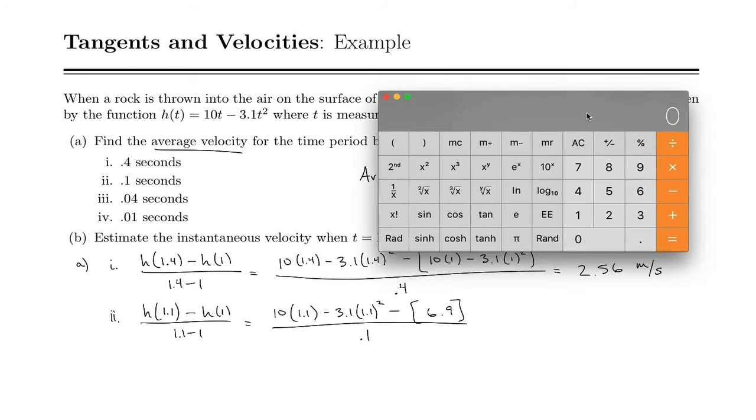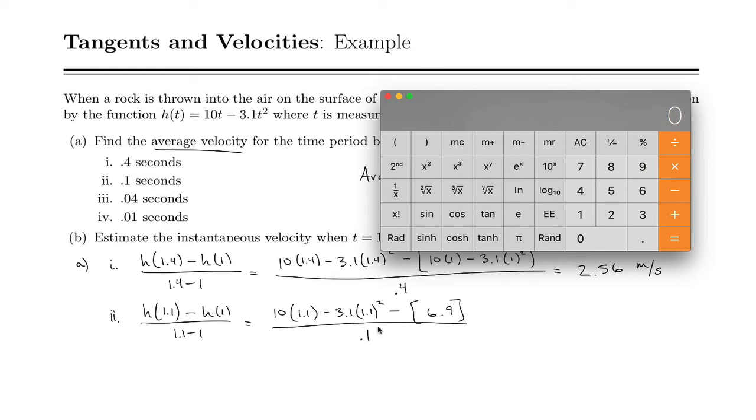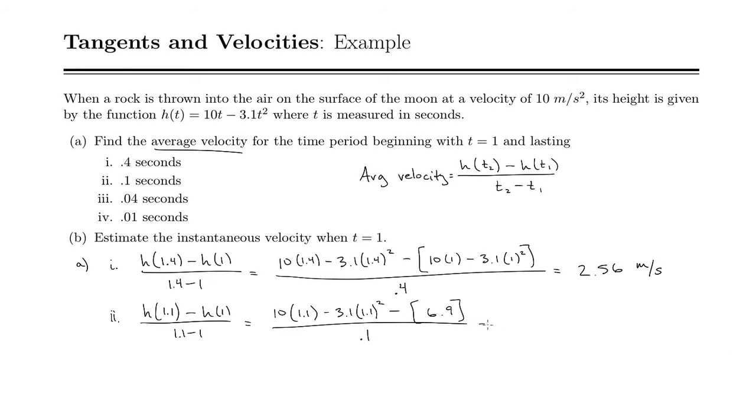All right, so let's do this again with the calculator. We got 10 times 1.1, which is 11, minus 3.1 times 1.1 squared, and then minus 6.9. And then we'll take that and divide that by 0.1. 3.49. And again, that's in meters per second.